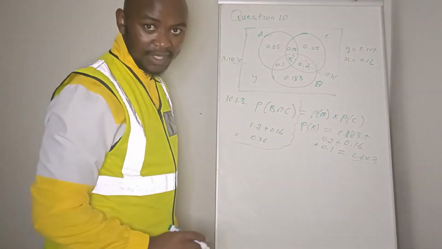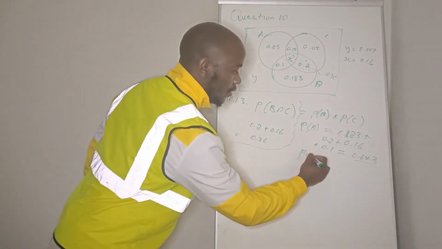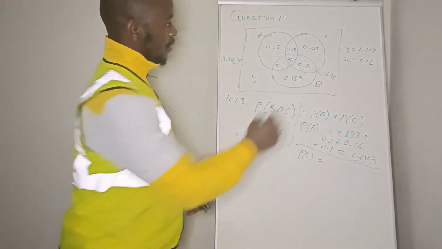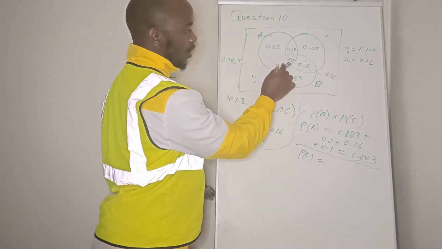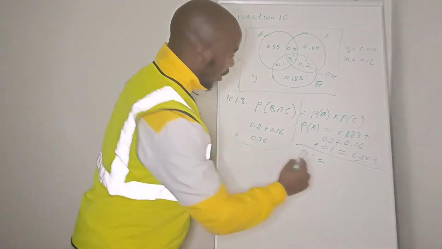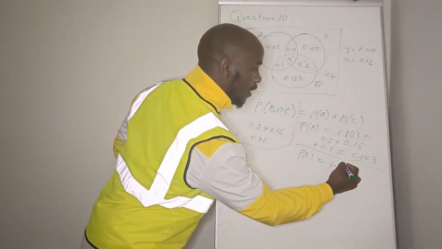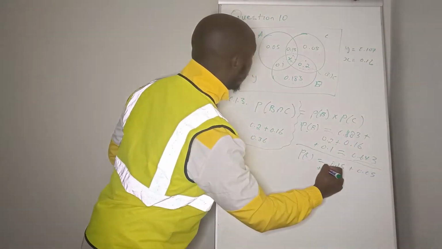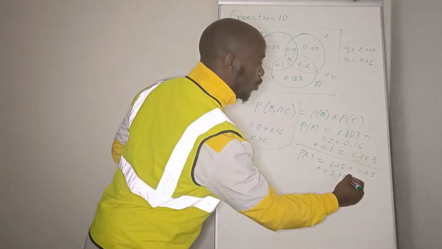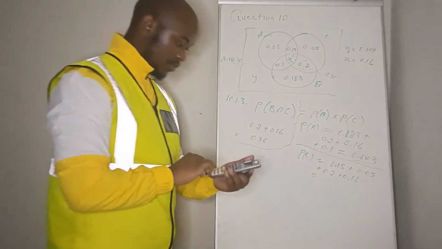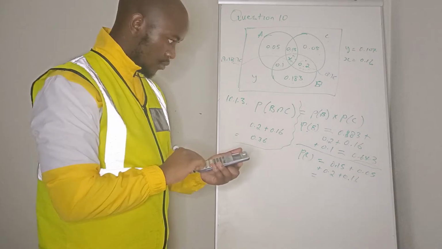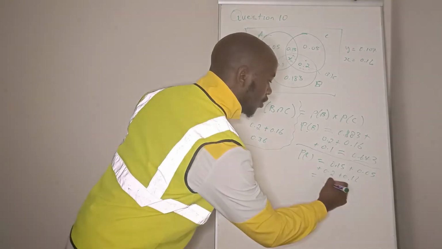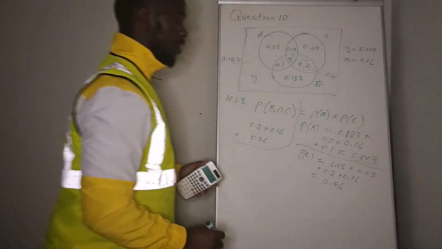What about the probability of C? Probability of C is this event, this one, and that one. So we look at 0.15 plus 0.05 plus 0.2 plus 0.16, and this equals 0.56. So let's check now.